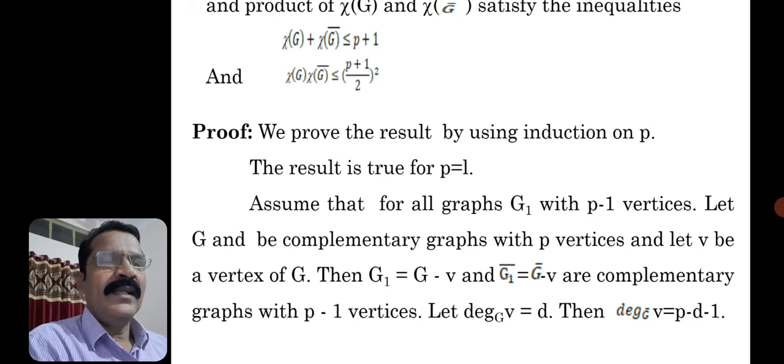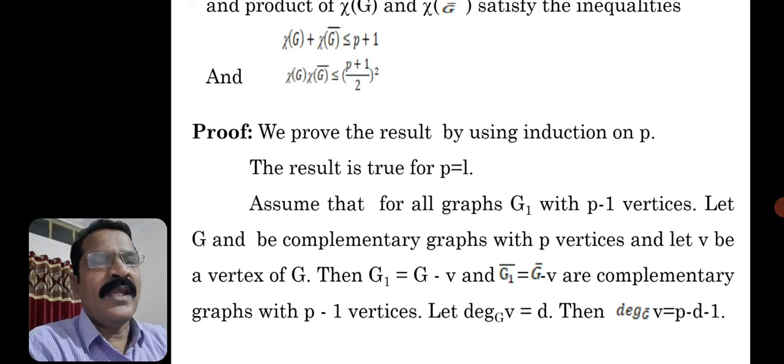So let us consider the degree of a vertex of the graph G. V is a vertex of the graph G. What would be the degree of that vertex in the graph G? Say it is D, small d. Then the degree of the same vertex V in G bar is equal to, what would be the degree? When it is of degree D, then it will be of degree P minus D minus 1. P is the total number of vertices, so you have to think about it. So it is P minus D minus 1.